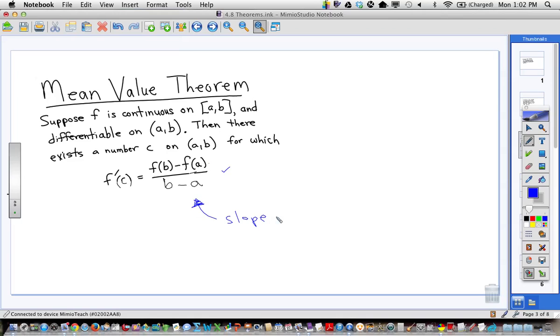Slope at two points. We also know that as average rate of change. That's where the word average comes from in this theorem. The average rate of change between the endpoints. And the two points are endpoints. Notice f of b and f of a are the endpoints here. And f prime is what? That's slope at one point, or instantaneous rate of change.